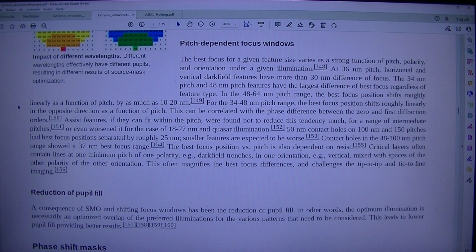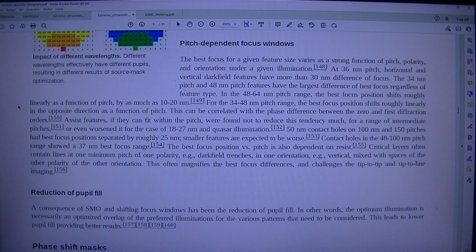149. For the 34 to 48 nm pitch range, the best focus position shifts roughly linearly, in the opposite direction, as a function of pitch. This can be correlated with the phase difference between the 0 and first diffraction orders.